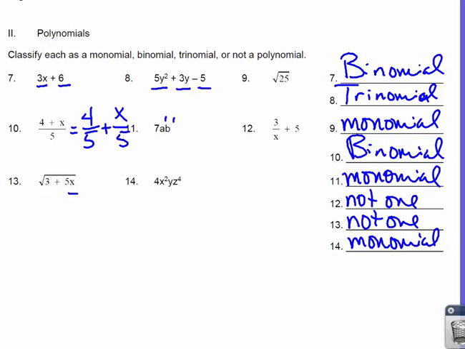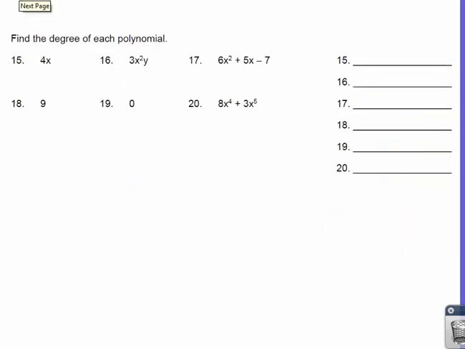Okay, let's move on to the next section then. The next section, we're looking for degree of polynomial. Okay, degree of polynomial, what we do is we look at, in a monomial, we look at the exponents on the variables. Okay, so if it's a single variable, it has an exponent of 1, because there's no exponent there, so that means this one's to the first degree. Okay. Now, if we have a monomial that has multiple variables, we add the exponents together. So this one's a 2, this one's a 1, so that makes this one to the third degree.